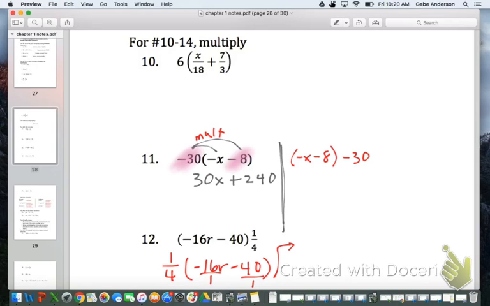So here we go. If I distribute that 1/4, I would get negative 16r over 4 minus 40 over 4, just multiplying those fractions together. And when I try to reduce, I think we'd end up with negative 4r minus 10. Negative 4r minus 10. Right, 16 over 4 is 4, and 40 divided by 4 is 10.